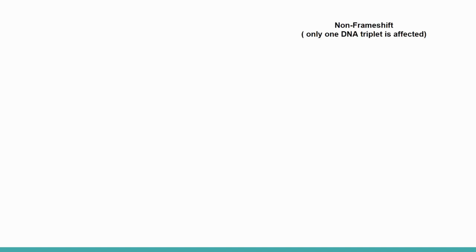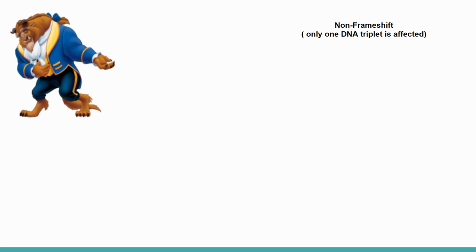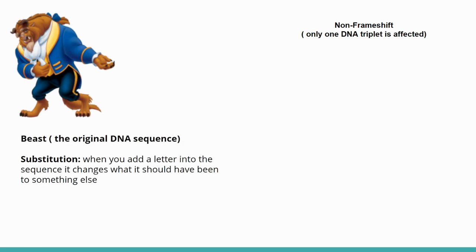We're going to go back to this chart, except to the other side this time, and we're going to talk about non-frame shifts. This is when just one of the 3 letters is affected. So we're going to go back to our example of the beast. Here's our original DNA sequence still, and we're going to substitute this time. We're going to add a letter where there already is a letter. We're not going to add an extra letter. We're just changing out one letter.